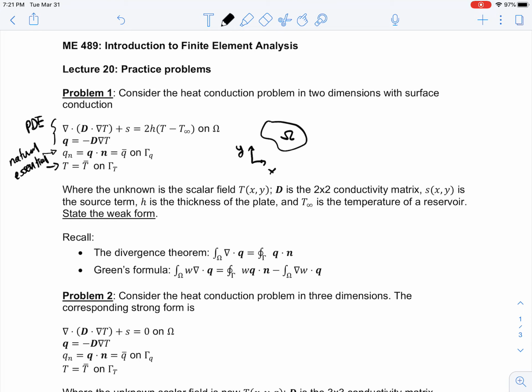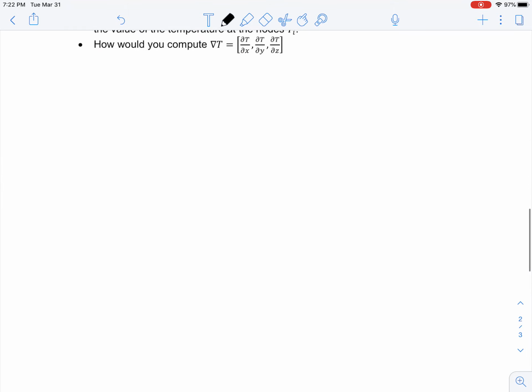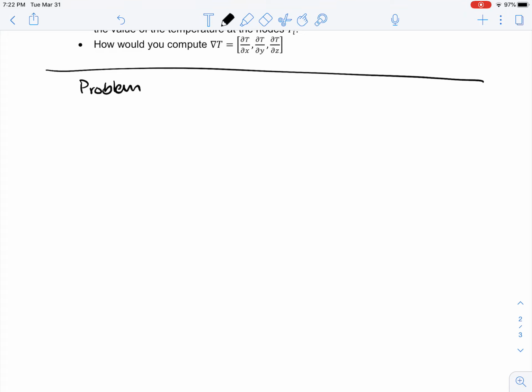The question of the problem is to find the temperature field, where D is the conductivity matrix, as I said, S is the source term, H is the thickness of the plate, T infinity is the temperature of our reservoir, and the question that we are asked is to state the weak form. And then as a help, we are told the divergence theorem and Green's formula. And if you remember how to go from the strong form to the weak form, it's always the same strategy. So let me go blank. So let's do problem 1.